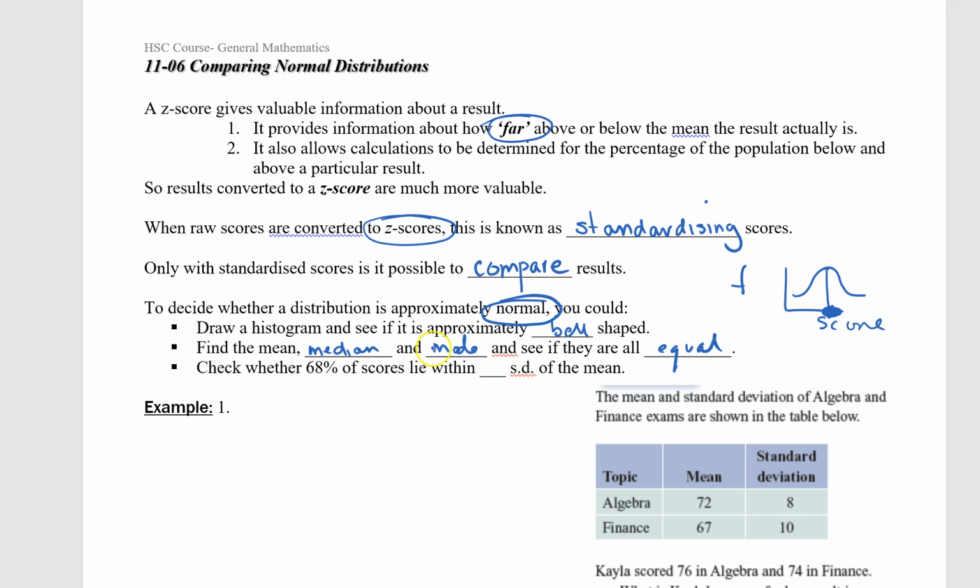So if you had calculated the mean, the median and the mode and you saw they all were the same, then you can automatically conclude you've got a normal distribution. If you graph and you get the bell shape, you've got a normal distribution. Or you could check to see, and this is where your z-score and your standard deviation comes into it, if 68% of the scores lie within one standard deviation of the mean. Now that's better explained when we do an example.